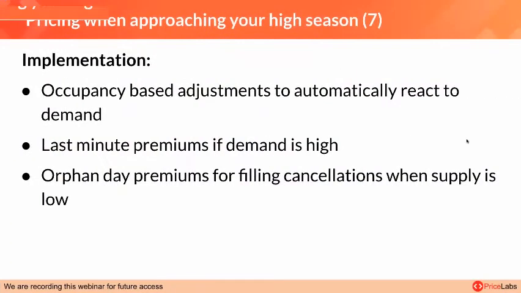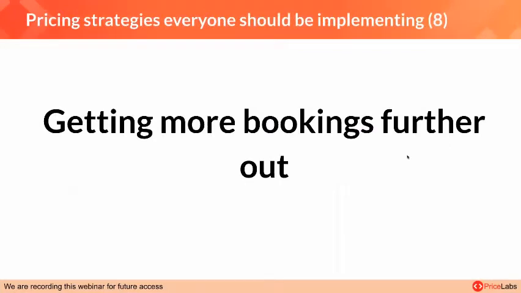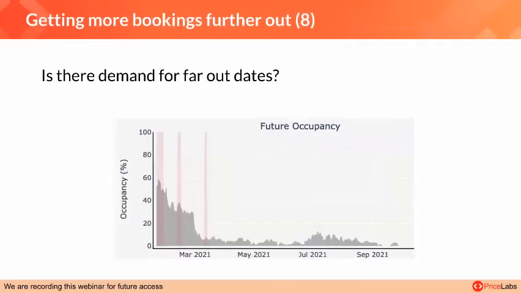Awesome. Perfect. And I know we're getting low on time here, so let's get through the rest of this. So, getting more bookings further out. This is something I see a lot. We're currently in the low season. Lots of bookings are coming in last minute in many markets. So you might not even be receiving bookings more than, let's say, 7 or 10 days in advance. And our goal is, of course, to push that out as far as possible. So the first thing to check: is there demand for far out dates in your market?